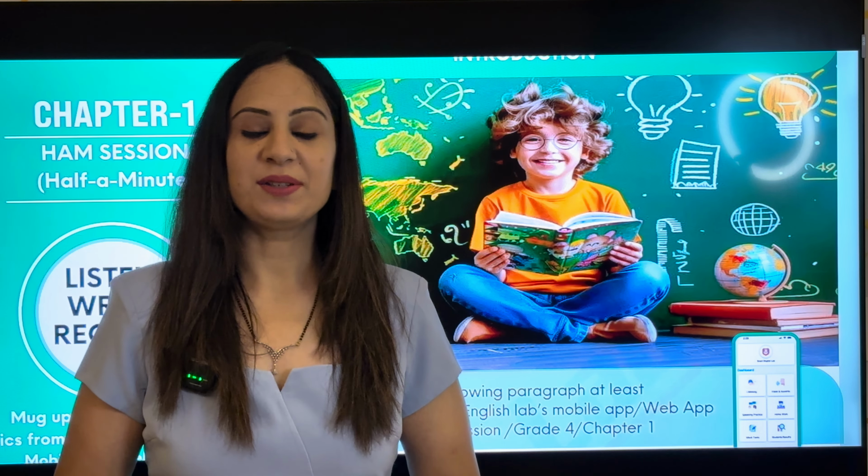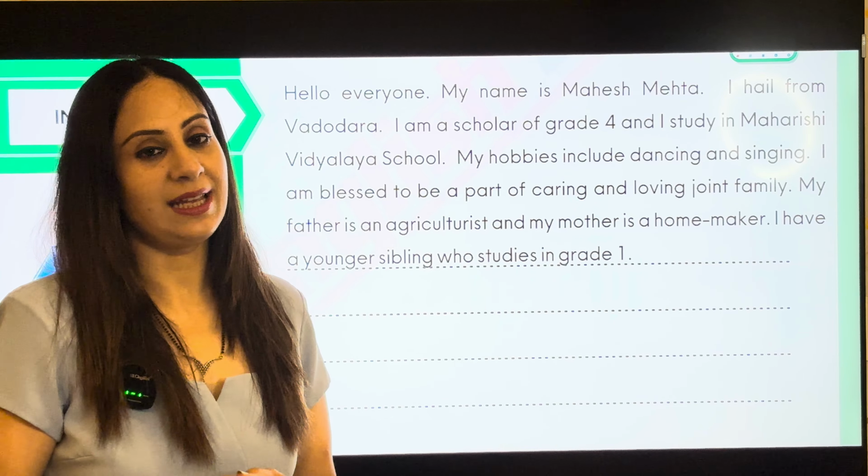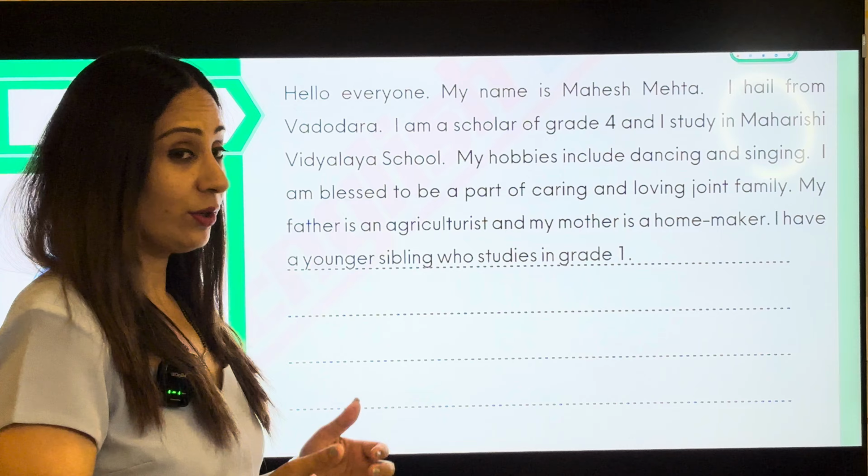Next sentence, I hail from Vadodara. Now, what is the meaning of this word hail? Hail means belong to. So, when you want to say that I belong to some place, the better word that we want to use here is hail from. I hail from Vadodara. Please make sure that you pronounce the word correctly, hail. So, how do you pronounce it? I hail from, write the name of your city or your village.